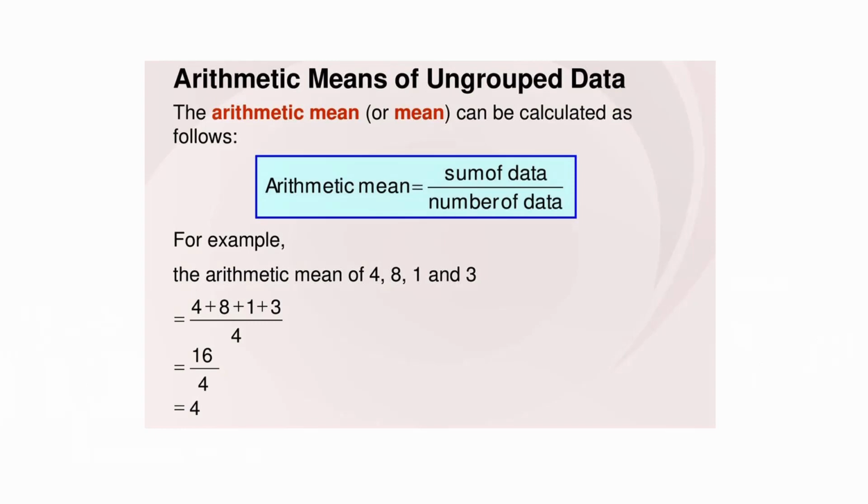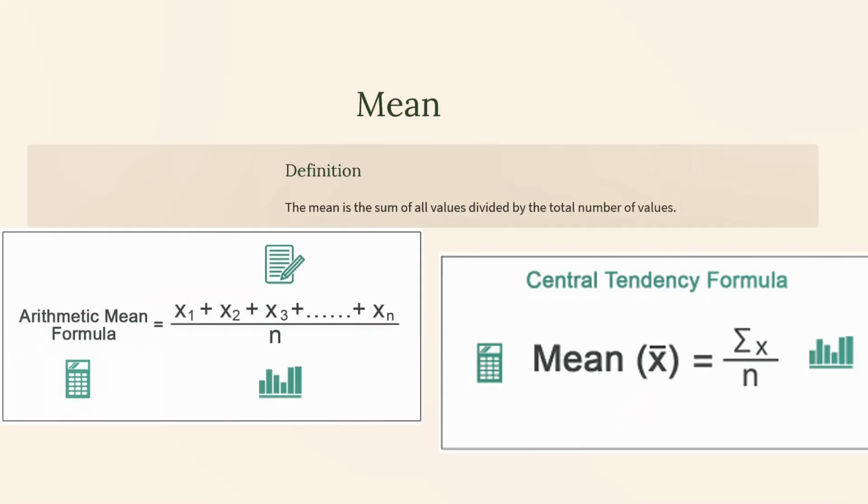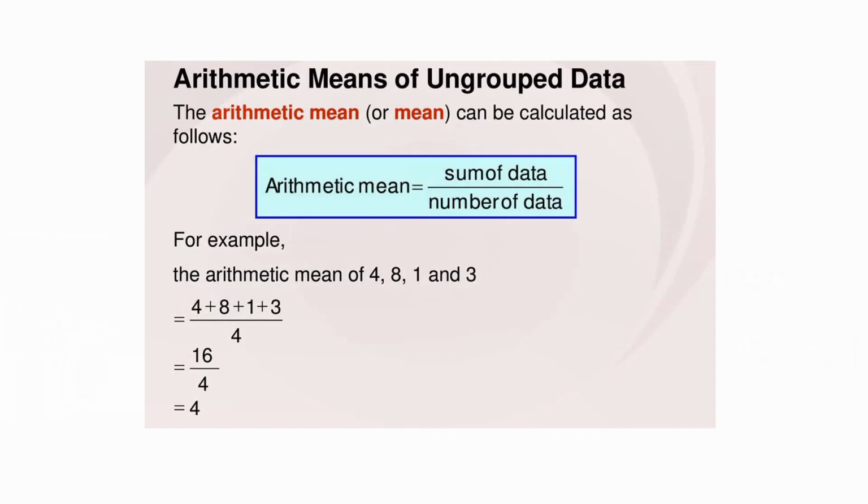For example, suppose there are 4 numbers, that is 4, 8, 1 and 3. We have to find the arithmetic mean. So x bar equals, we add those 4 numbers, 4, 8, 1 and 3, and divide by 4. We get 4 because there are 4 numbers. So 4 plus 8 plus 1 plus 3 divided by 4 equals 4. This is the arithmetic mean. So in an individual series, arithmetic mean equals sigma x by n. This individual series is also known as ungrouped data.